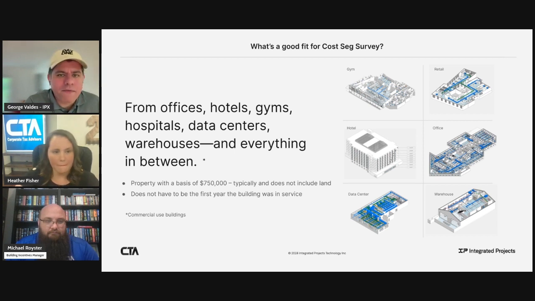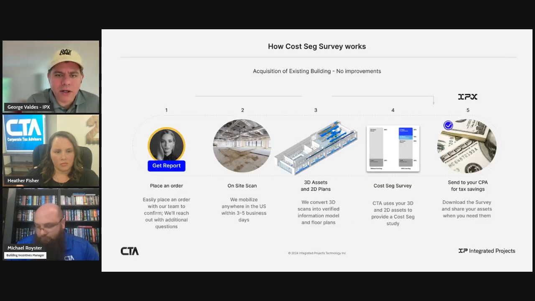But yeah, anything from offices to hotels, gyms, hospitals, data centers, everything in between, we've done it. And so that's really where we think there's a really helpful value here. How does it work in practice?